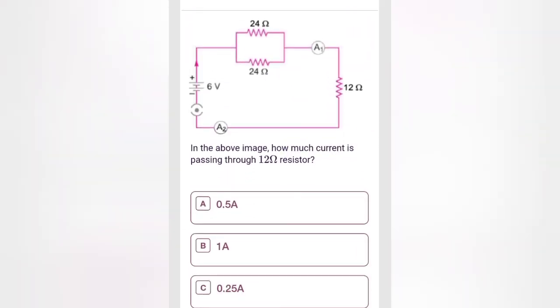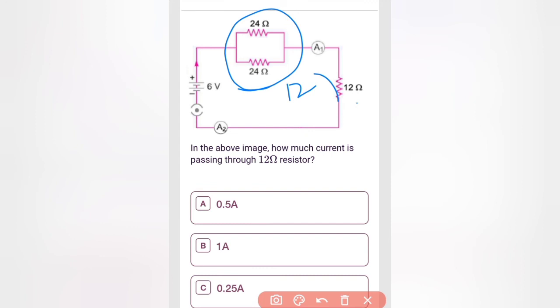Here, 48th question. As I already told, these two 24 ohm resistors are connected in parallel, so half of this value can be taken. R by 2 will be the total resistance, or 24 into 24 divided by 24 plus 24, so it's going to be 12. So 12 here and 12 here are connected in series, therefore 24 ohm will be the total resistance.